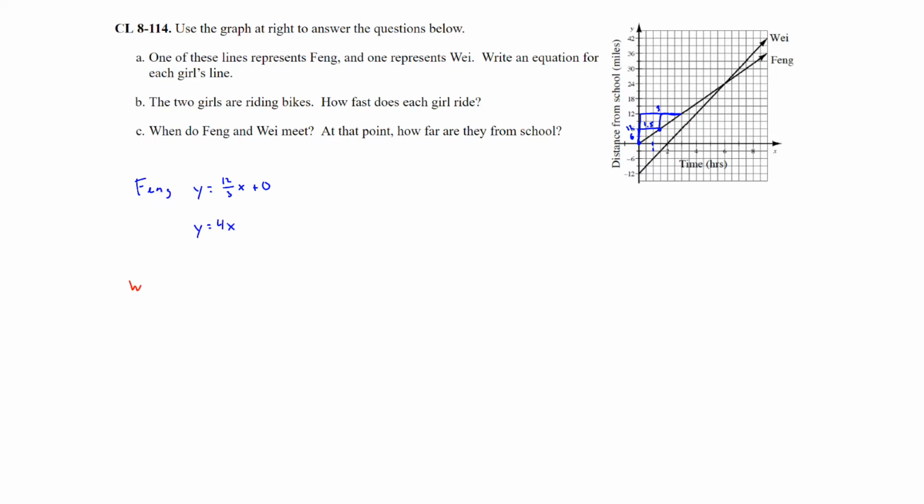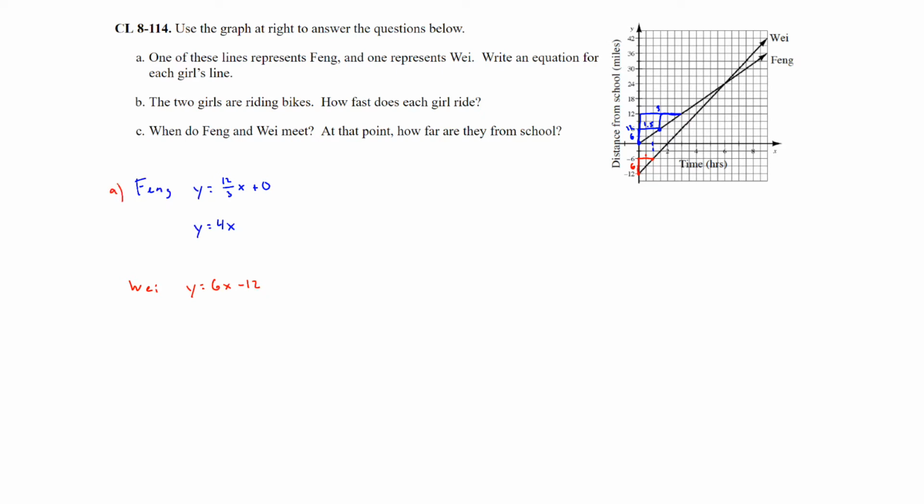For Wei's, let's take a look. So the y-intercept is -12. And this one looks like we can go up 6 and over 1. So that'll work. So y is equal to 6x, and then the y-intercept was -12. So that is part A.